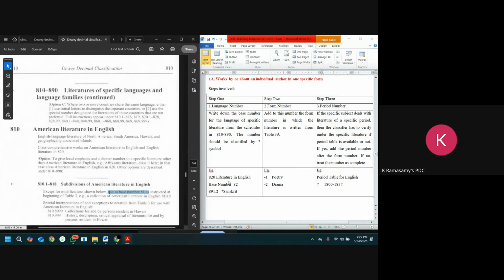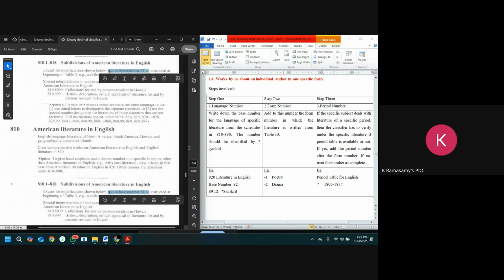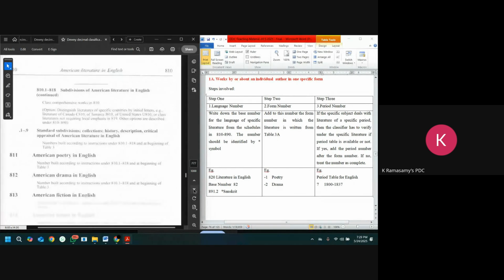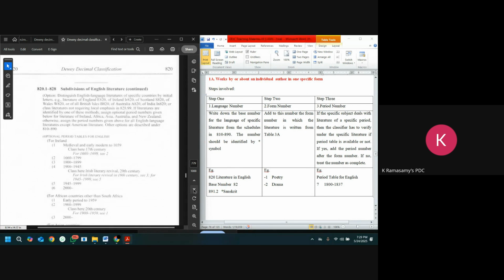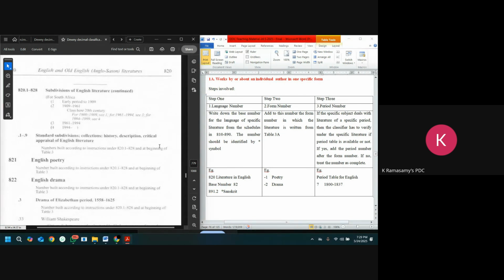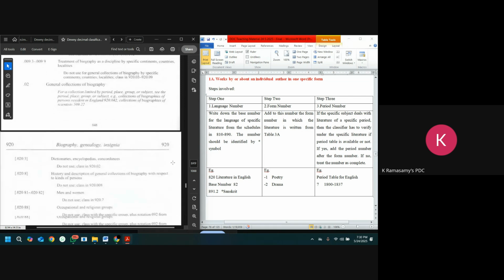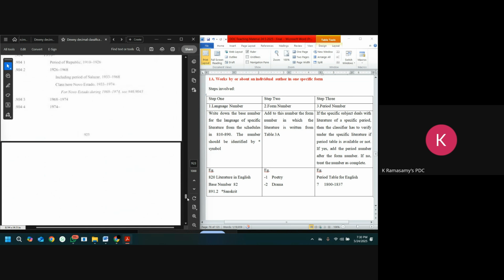And the German Literature number is 830, but the base number is 83. So in all the major subdivisions called 810, 820, 830, 840, 850, 860, 870, 890, you have to remove the last 0 to make the base number. Okay, this is only meant for major languages, I'll tell you. But what about other languages? For example, other languages like Tamil, Malayalam, Telugu, Urdu. There are many languages. For those languages, it's very, very simple.